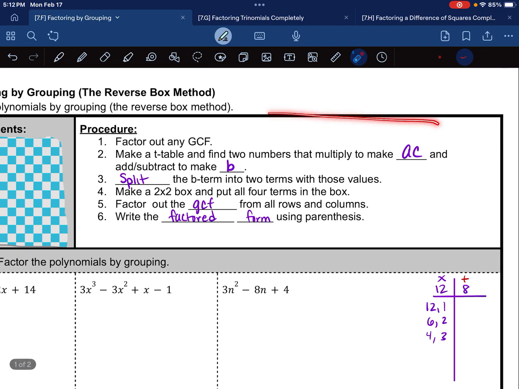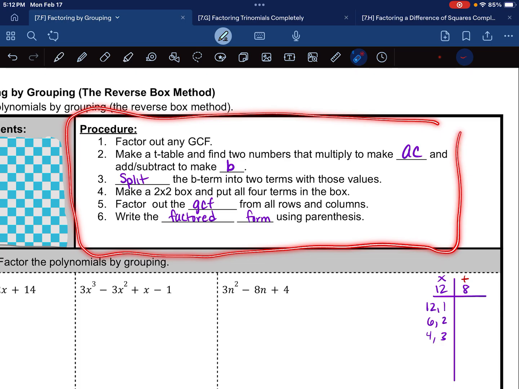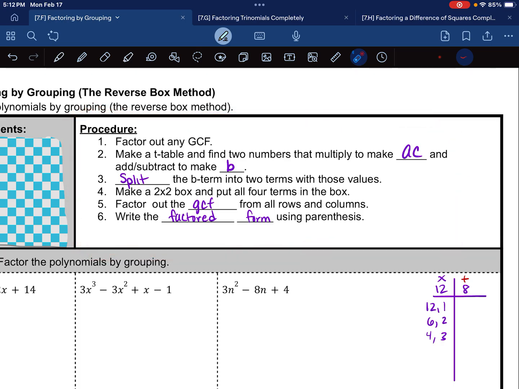I have here our procedure for how to do the reverse box method. The biggest key feature here is to factor out any GCF. If you have a GCF, it will mess you up, which you will discover in the last two questions on this video.